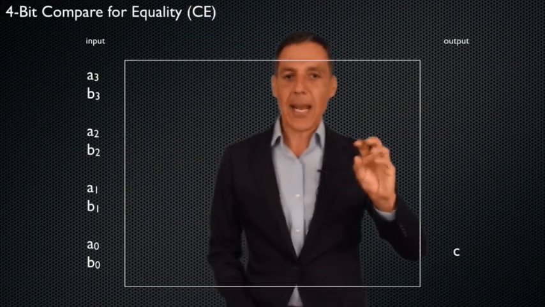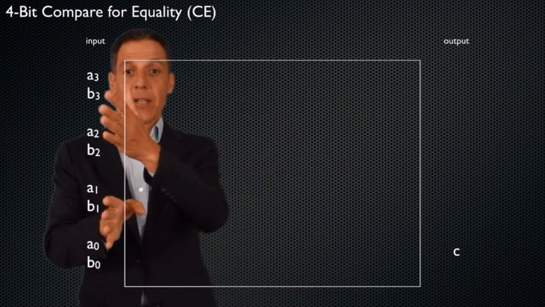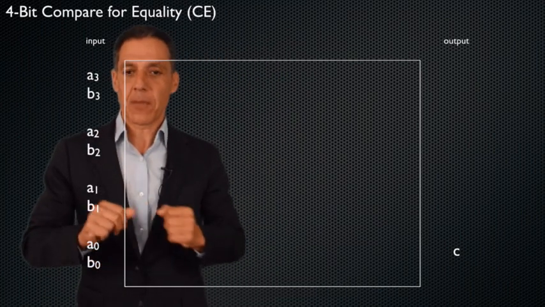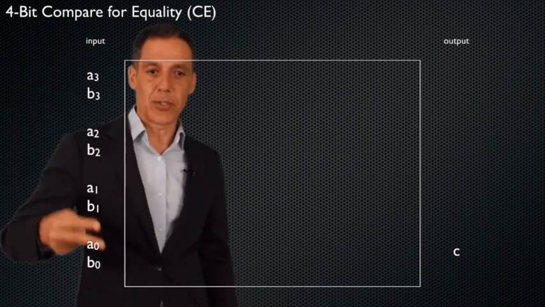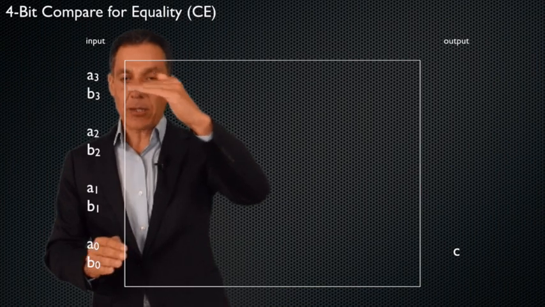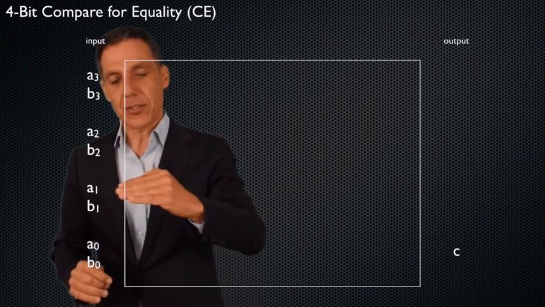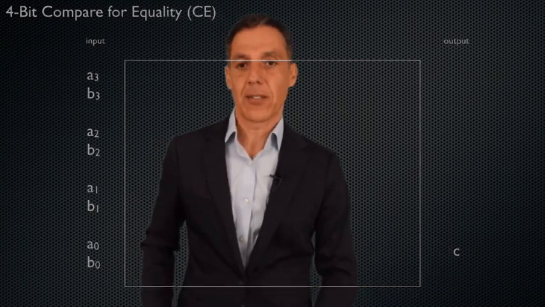And now let's think about how do we combine those little 1-bit compare for equalities to get a 4-bit compare for equality. Well, again, I want to compare A3 and B3, and I want to compare A2 and B2, and so on and so forth. And of course, I still only have a single output, which is if these are equal, and these are equal, and these are equal, and these are equal, then I want to say yes. Otherwise, I want to say no.